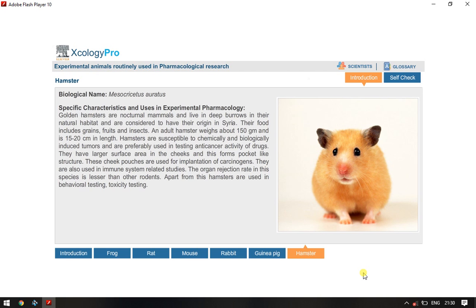Hamsters are susceptible to chemically and biologically induced tumors and are preferably used in testing anti-cancer activity of drugs. They have a larger surface area in the cheeks, and this forms pocket-like structure. These cheek pouches are used for implantation of carcinogens. They are also used in immune system-related studies. The organ rejection rate in this species is lesser than other rodents. Apart from this, hamsters are used in behavioral testing, toxicity testing. Strains used: Syrian hamster, Chinese hamster, European hamster, South African hamster.